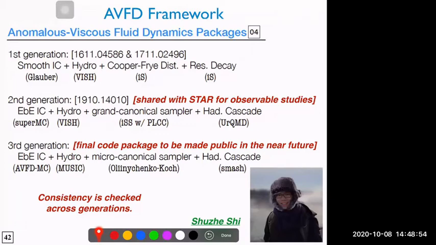We already had the first generation of AVFD, which is smooth hydro. We have a second generation, which is event by event, and also implements all the necessary background effects, including the hadron resonance decay and the local charge conservation. This is the version we have shared with STAR for their observable study, and they found it very useful. The final generation is going to come out soon. We'll make that code package public in the near future, and it incorporates all the state-of-the-art elements. I think this should be precise enough.